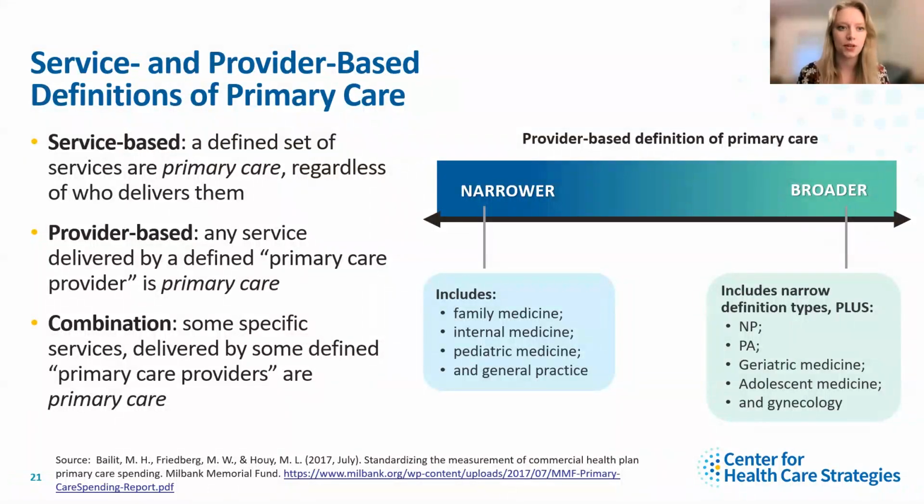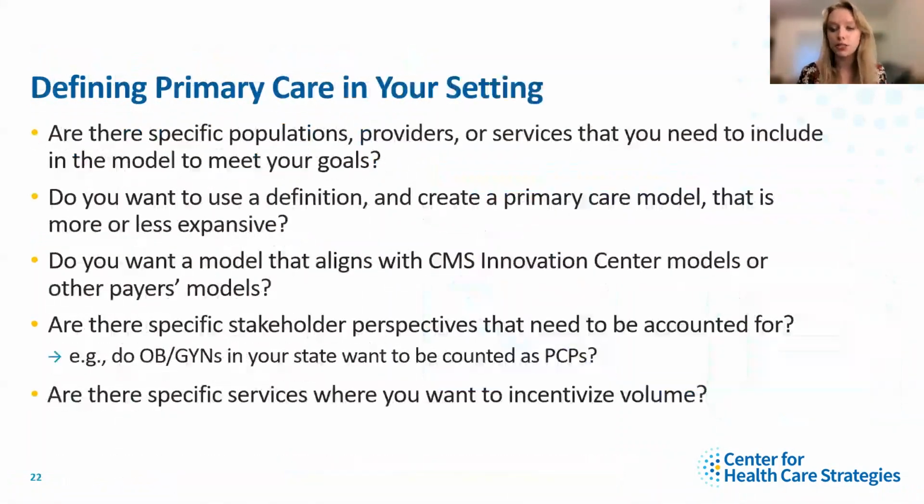So on the next slide, we'll think about different questions that you can ask yourself when defining primary care in your setting. And that includes, are there specific populations, providers, or services that you need to include in your model to meet your goal? Kind of obvious, but if your goal is really focused on improving health for families, then you might want a model that addresses not only adults, but pediatric care as well. You want to think about broader versus narrower, or more or less expansive, as I just talked about.